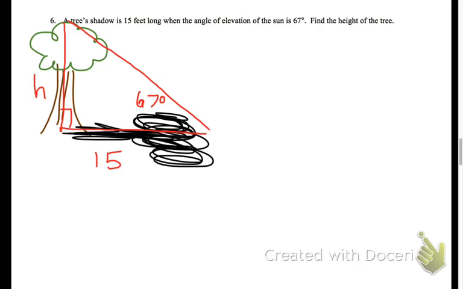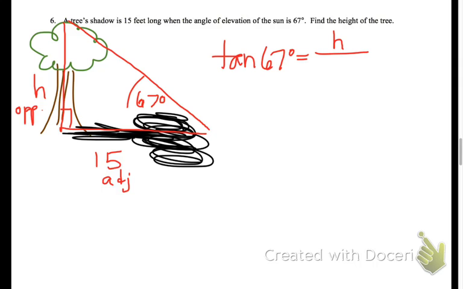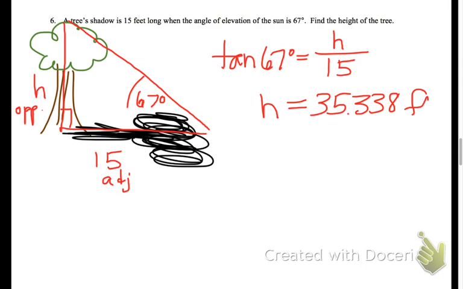So in relation to the angle of elevation, 67 degrees, h is our opposite side. And we know 15 is the adjacent side, adjacent to the angle. So the trig function we're after is the tangent of 67 degrees. That is the ratio of the opposite, which we're calling our height h, to the adjacent 15. So plugging that in the calculator, we get the tree to have a height of 35.338 feet.